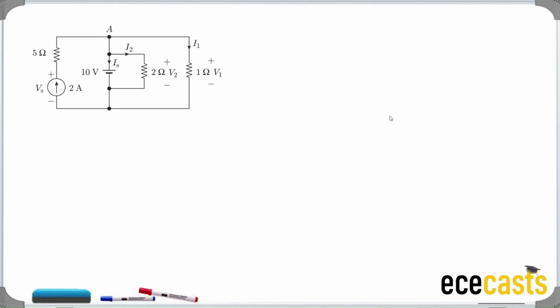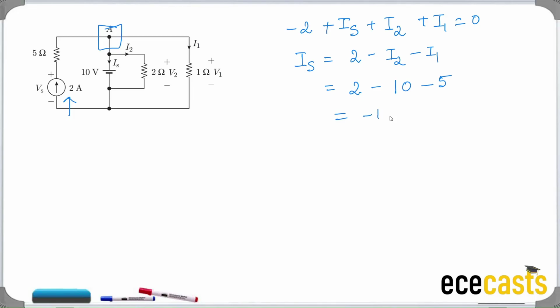To do so, we apply KCL at node 1. We get minus 2 amperes, which is this, plus Is plus I2 plus I1 equal to 0. Is therefore becomes 2 minus I2 minus I1. We replace the values of I2 and I1 in this equation. So we get minus 13 ampere as Is.